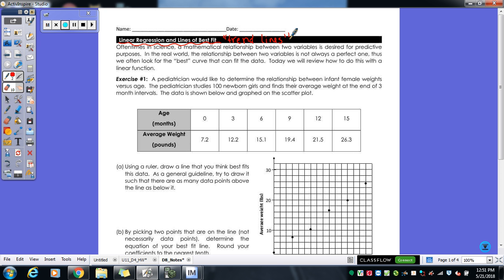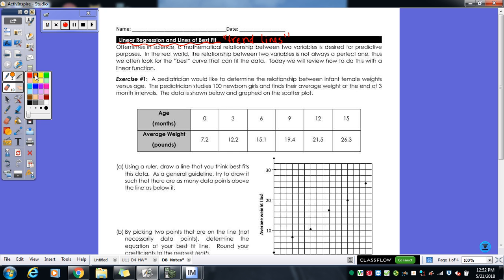So oftentimes in science class, a mathematical relationship between two variables is desired for predictive purposes. In the real world, the relationship between the two variables is not always a perfect one. So we look for the best curve possible. And again, that best curve possible is just a prediction of where you should be at that given time. That doesn't mean it's the only place you can be. It's just a prediction of approximately where you should be.